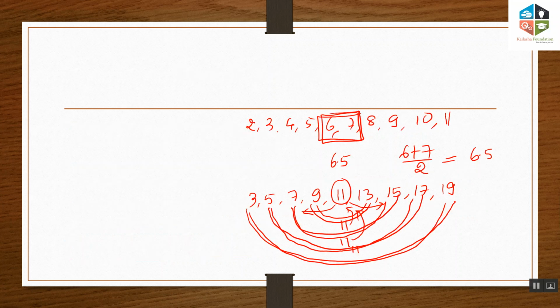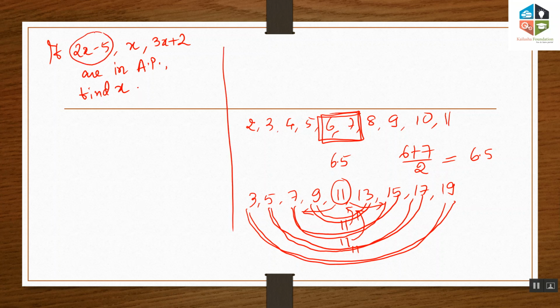Let me give you an example. If 2x minus 5, x, 3x plus 2 are in AP, find x. So you have to do nothing. This is A, this is B, this is C. And what is given here? A, B, C are in AP. If A, B, C are in AP, then what? 2B is equal to A plus C.